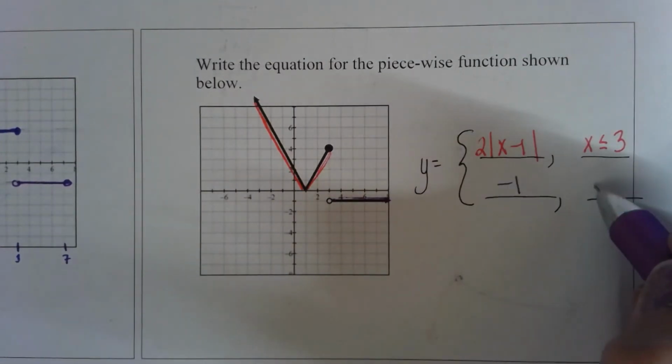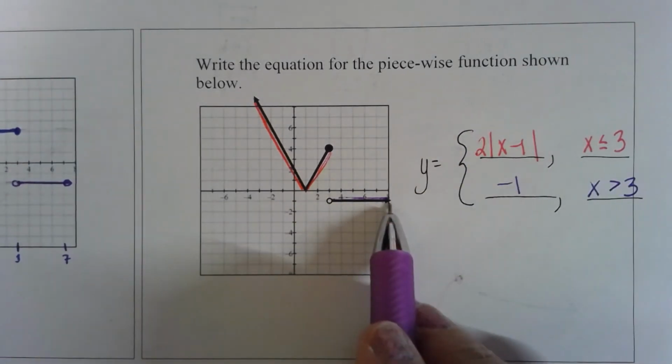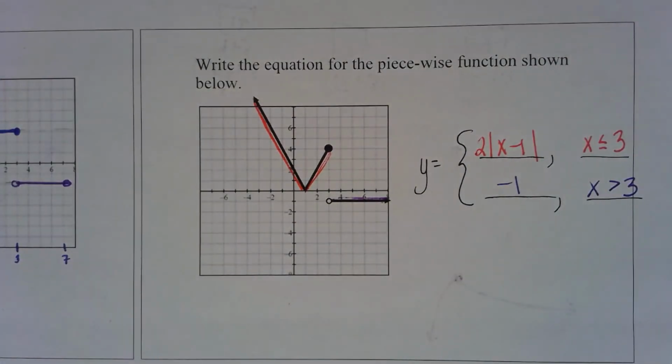I'm going to start that at 3. It goes on forever. There was an arrow at the end that kind of covered up. Notice again, I did not say or equal to because it's not filled in there on that horizontal line. Okay. All right.